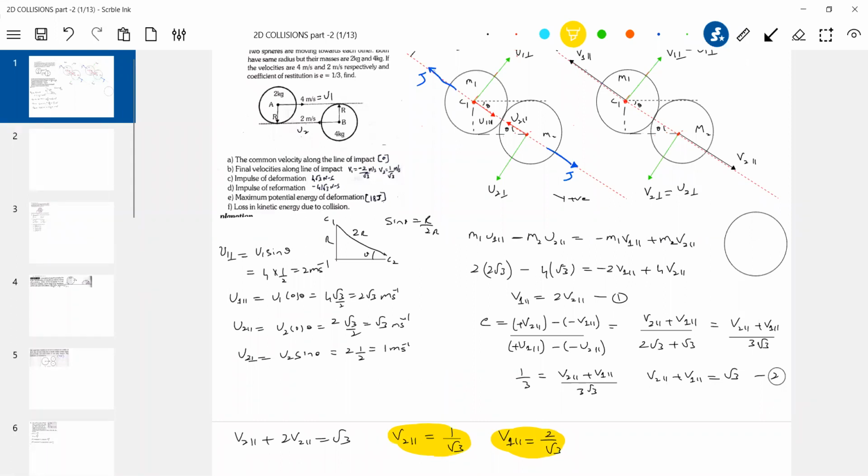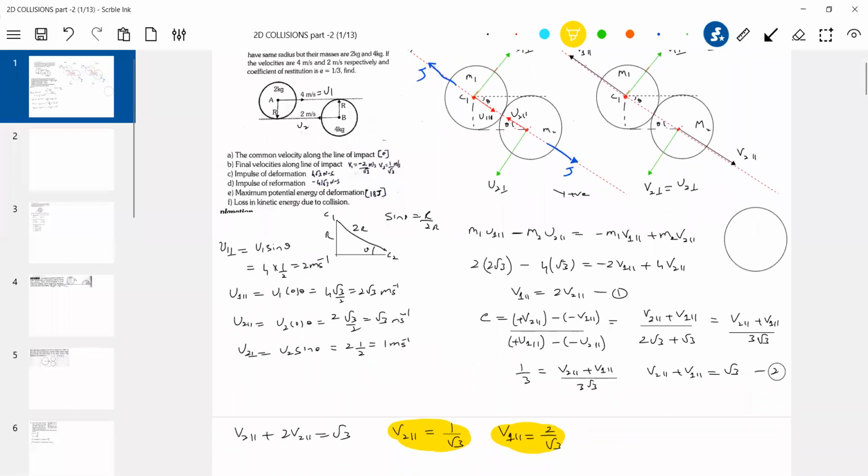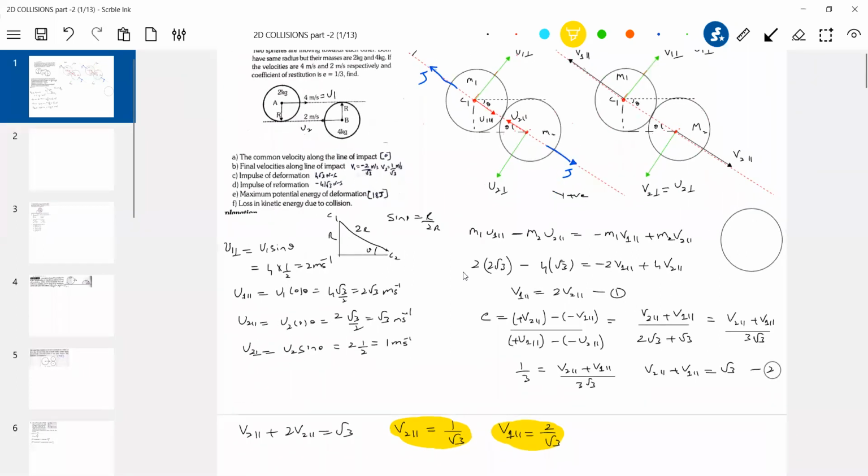Keep it here. So we have this particular thing. So what are the final velocities now? What about V1, V2? This is the least thing. Now, what is V1? V1 equals the square root of V1 parallel squared plus V1 perpendicular squared. V2 equals V2 parallel squared. So from this, we'll get the final speeds or the final velocities along the line of impact.